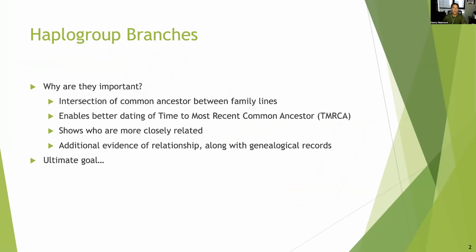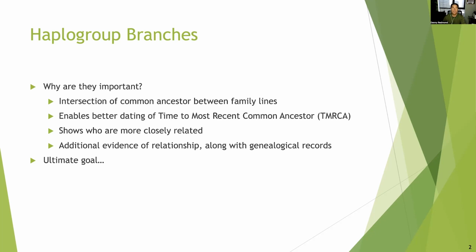Perfect. So haplogroup branches, why are they important? Each branch is an actual intersection, an actual common ancestor at that intersection. And when we have branches, it enables us to better give a date to the time to the most recent common ancestor. That's done through Family Tree DNA. They've got some very smart individuals there that have put in algorithms that are able to date branches.